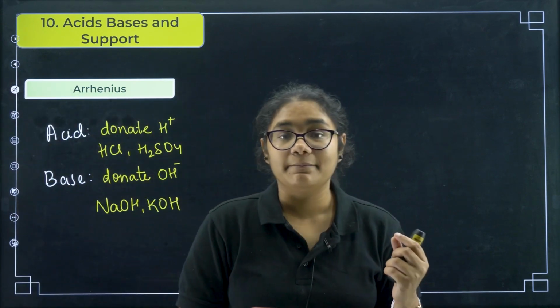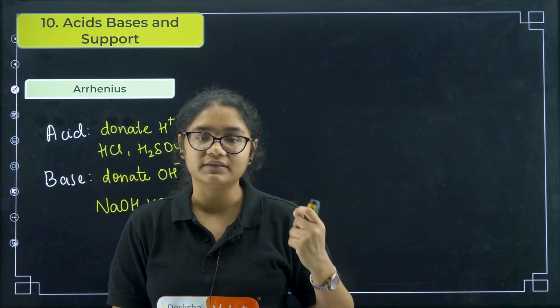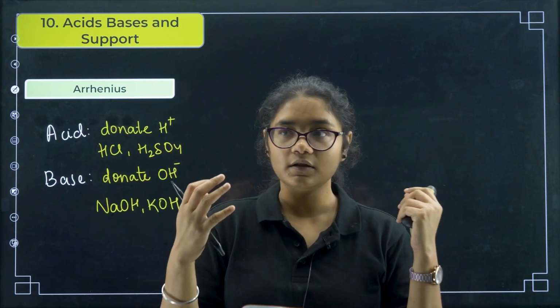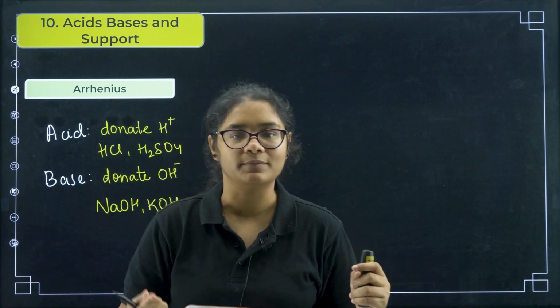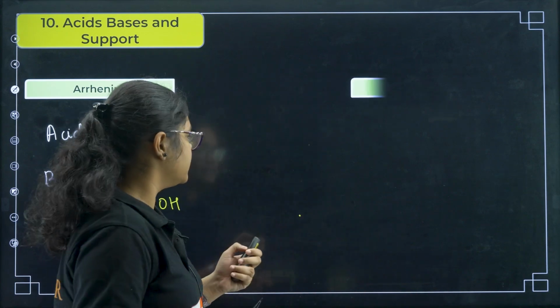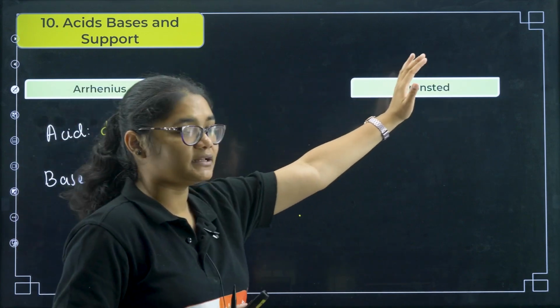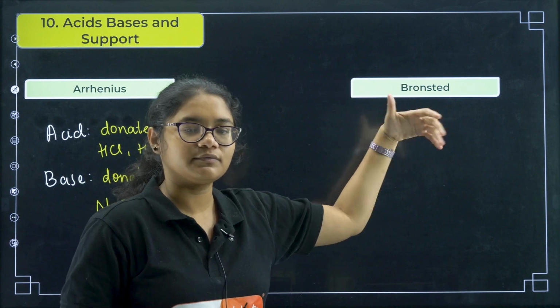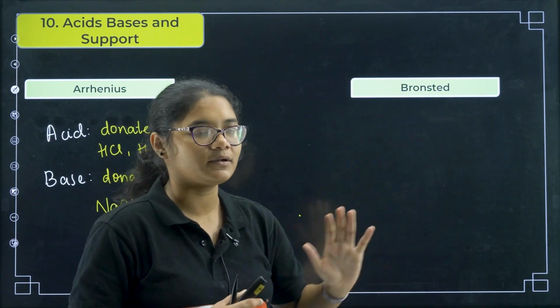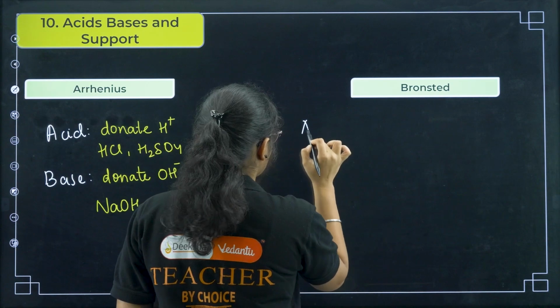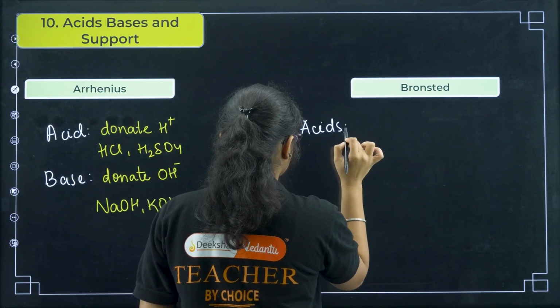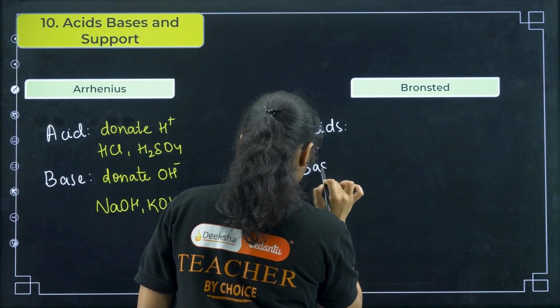This was there. Next, what happened? There were certain bases which were found that do not have OH minus, but they have basic properties. So to help with this, we have the next concept, that is Bronsted. Bronsted was the scientist who gave the next concept about acids and bases. So according to him, what are acids and what are bases?